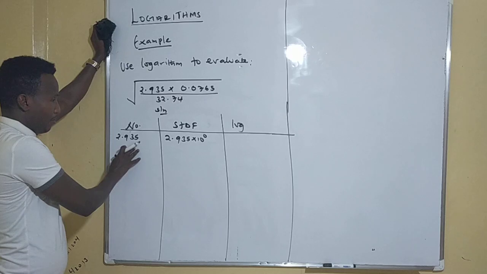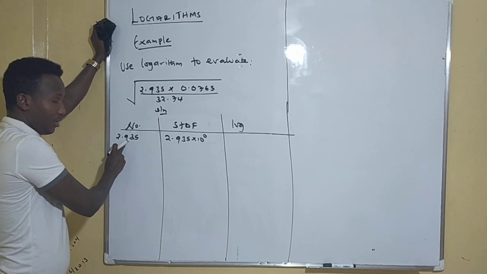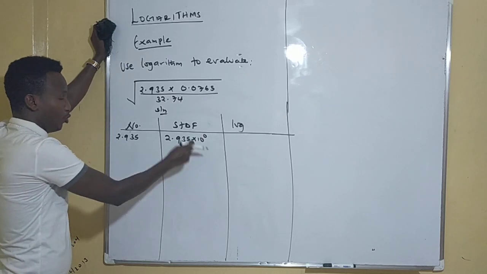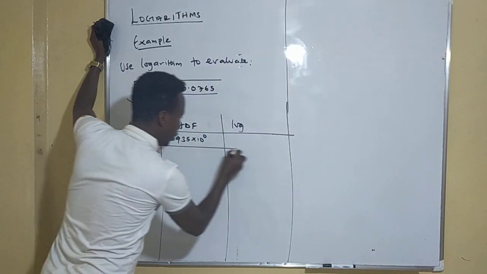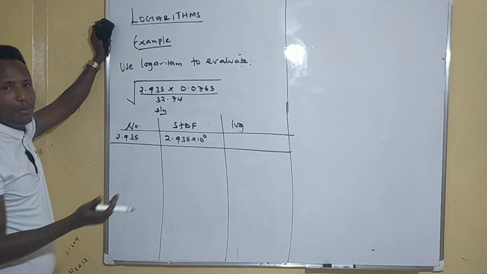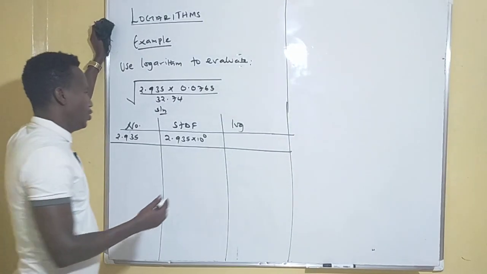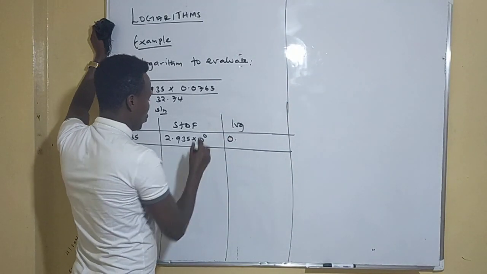So we cannot write this number any other way. If you want to write this number in standard form, you're going to use 10 to the power of 0, because 10 power 0 is 1, it's not bringing any change. Just understand that. And the condition is one number must come before the decimal, and we have one number already. So we write the power as 0.